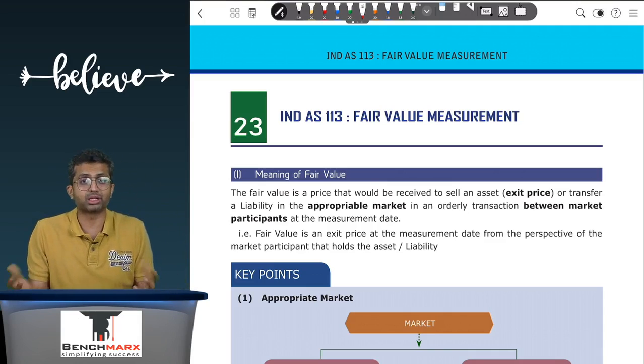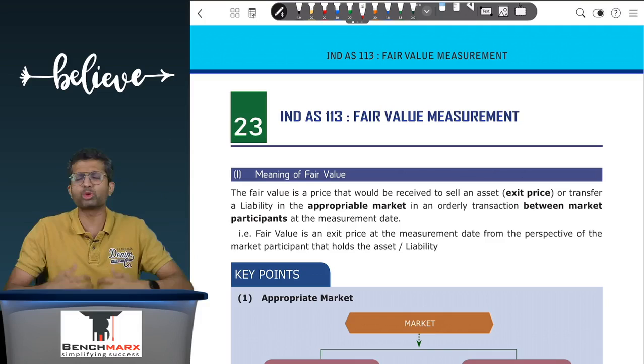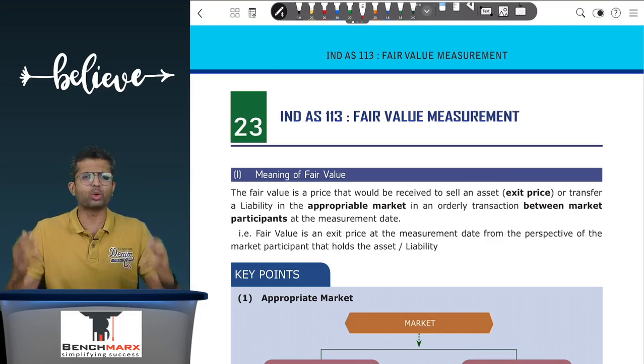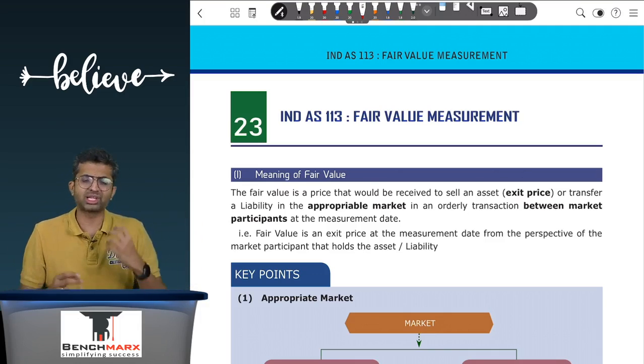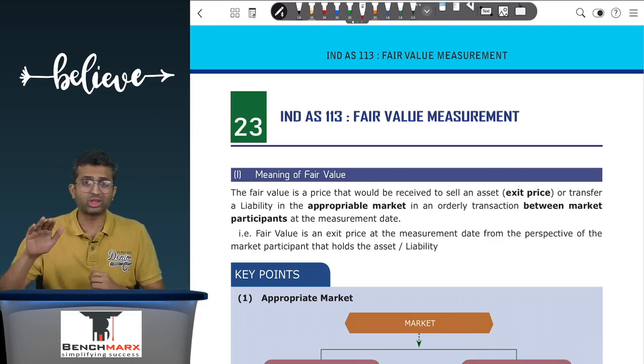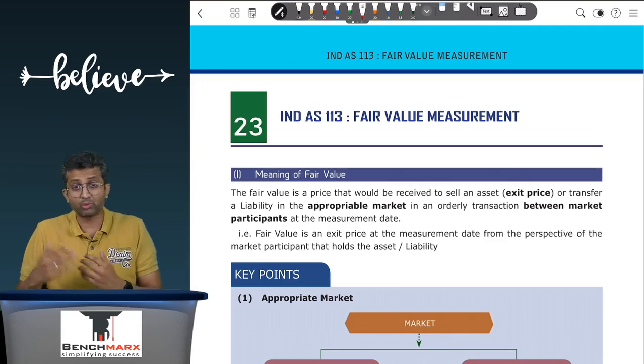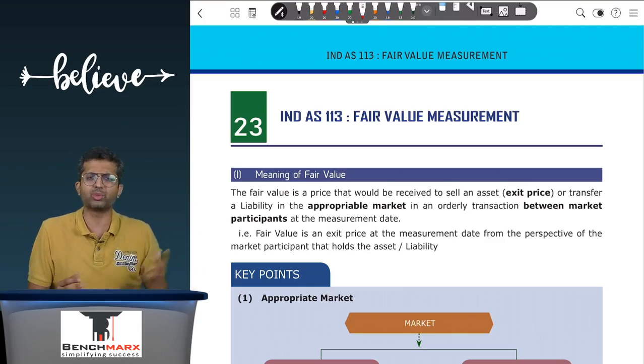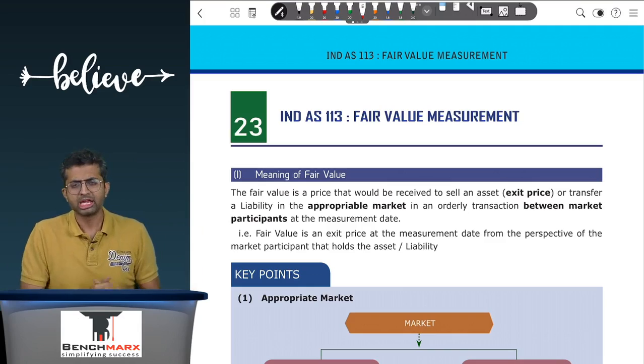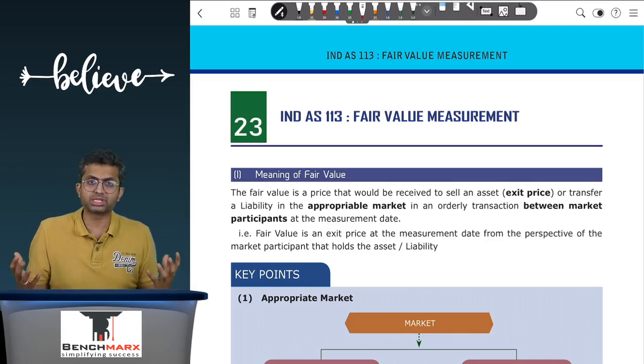The appropriate market can be the principal market. That is a market where the volume of trading is so high that it overshadows every other market. For example, if there's a share which is listed like Infosys on the BSE as well as on the NYSE, New York Stock Exchange, in which case the volume on BSE is thousands of crores, whereas the NYSE is a few crores, in which case we will say that BSE is the principal market.